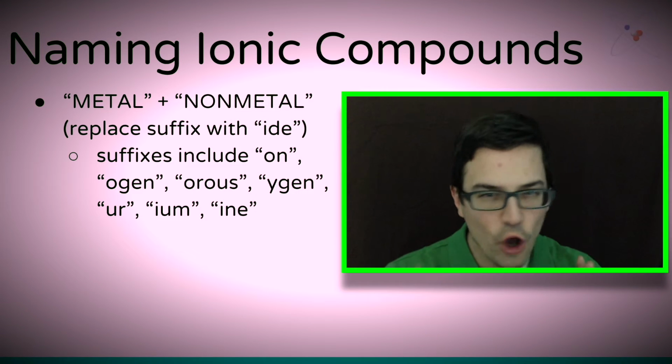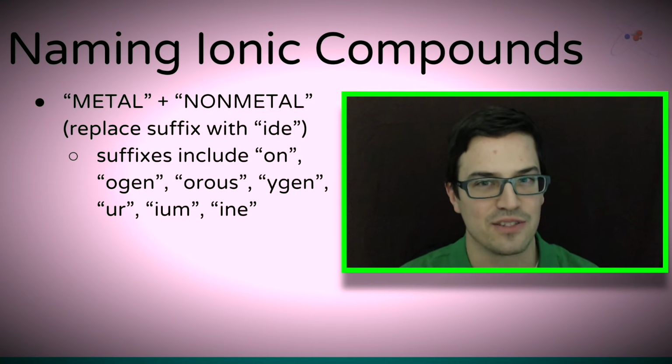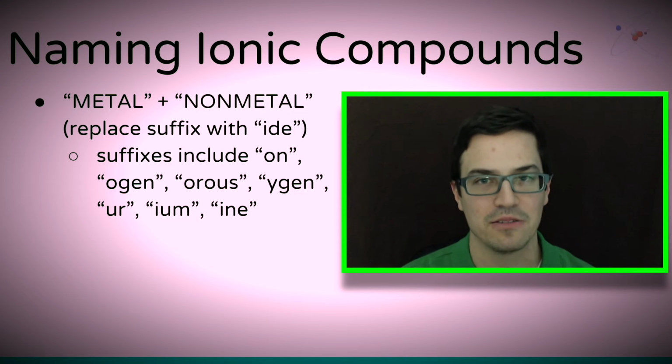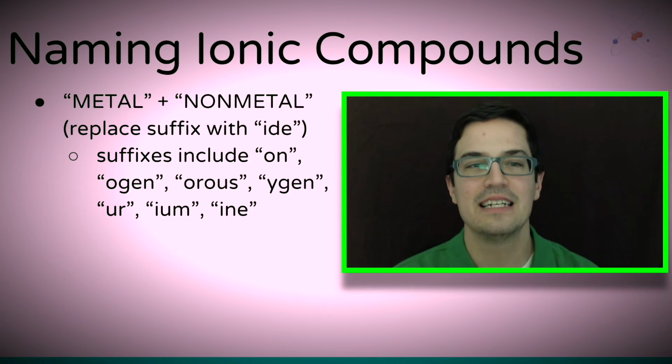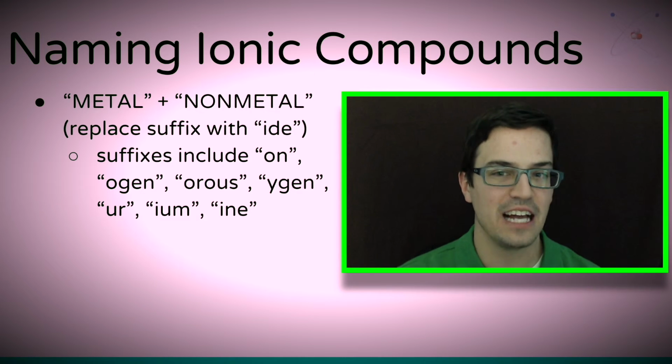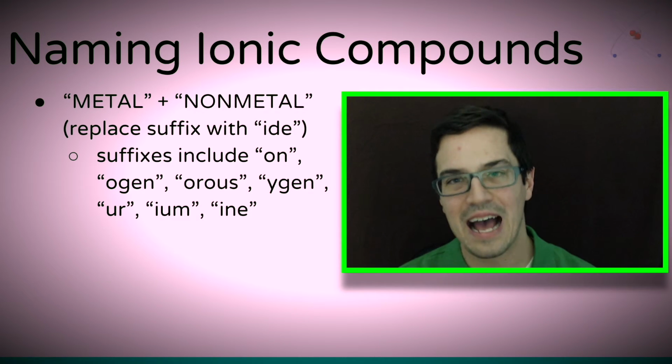The naming, or nomenclature, of ionic compounds is as follows. The name of the metal is the first word of the ionic compound's name. The second word is the nonmetal with an "ide" added to the end. The suffix of the element is basically replaced with "ide."